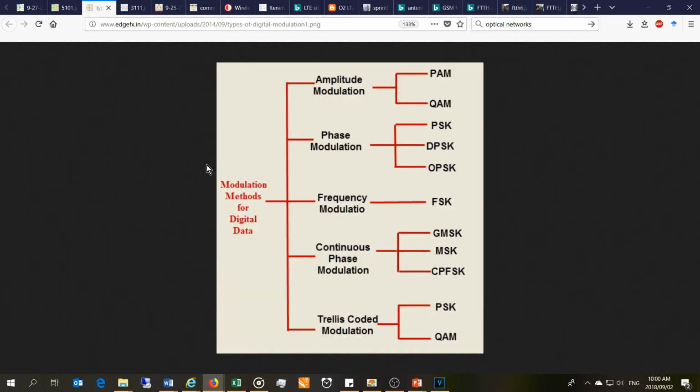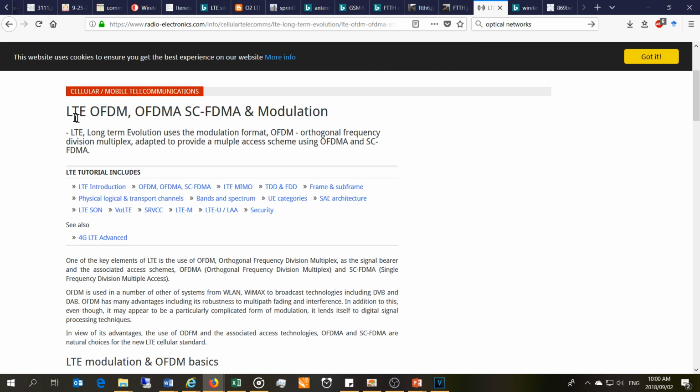Now, there are many methods of modulation, and this is just a list of a few. We've got different frequency modulation methods, continuous phase shift modulation methods, and then we also have the newer modulation methods which we are using, where I have this here. Yes, here are the LTE options, and this is where we're at now with the 4G and going into the 5G networks. And the LTE is the orthogonal frequency division multiplexing.